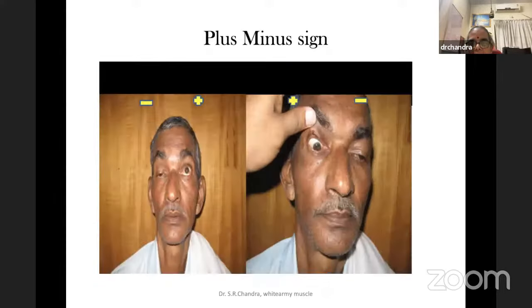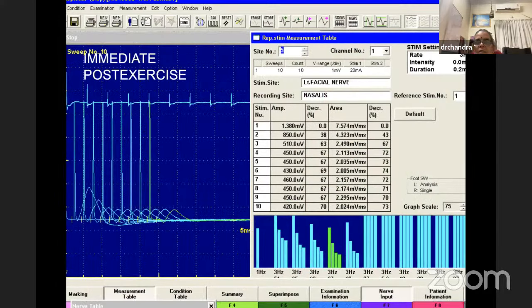And this is myasthenia, what we call the plus-minus sign. When one eye is closed, the other eye will open. So that is one of the signs in myasthenia. This is called the plus-minus sign. So this is showing decremental response. If the decrement is more than 10%, it is significant. In this patient, you can see a very high degree of decrement.